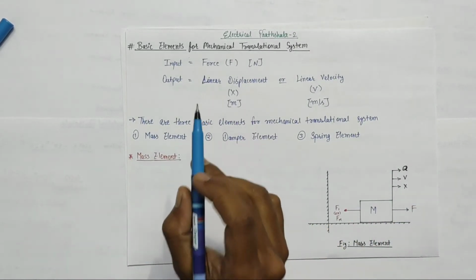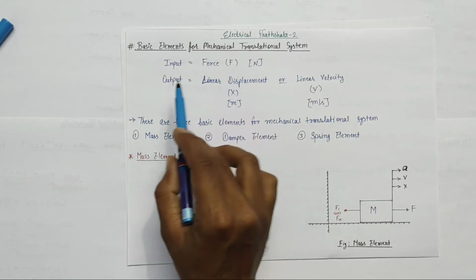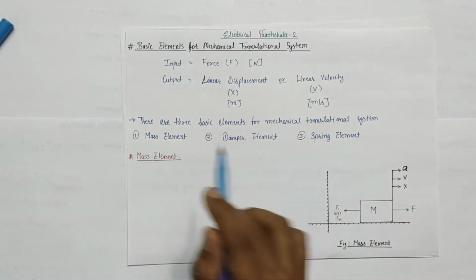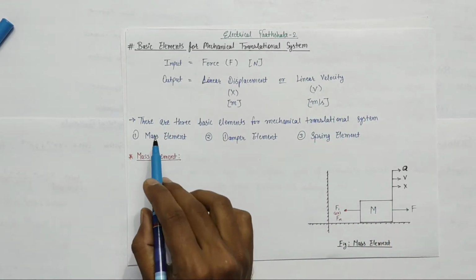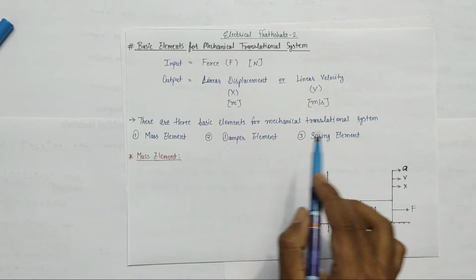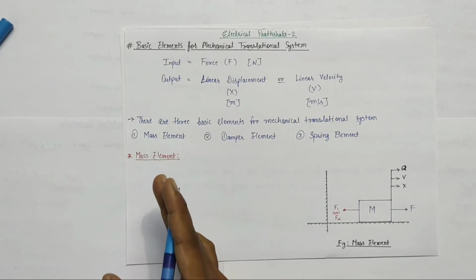So first of all, always remember that for mechanical translational system, input is force F and output is linear displacement X or linear velocity V. So for mechanical translational systems, there are three basic elements which are mass element, damper element and spring element. We'll talk about them one by one. So let's first talk about the mass element.